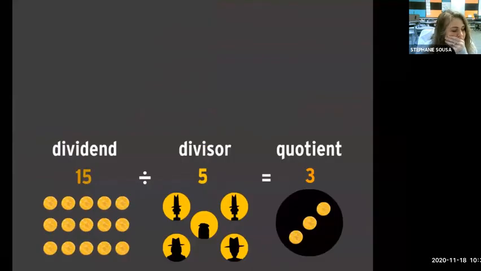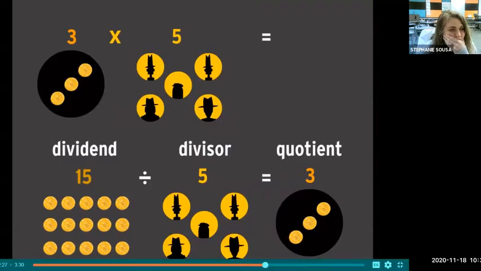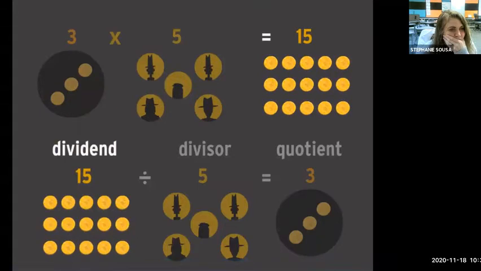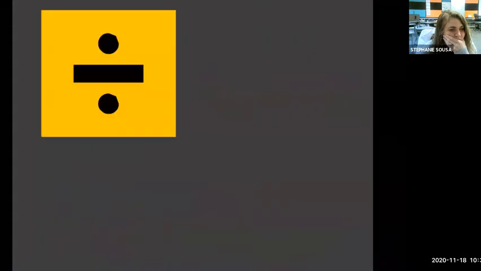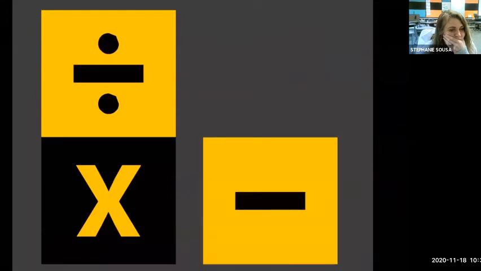And you can check your answer by multiplying the quotient by the divisor. If your answer is the dividend, you've done it right. Let's see, 3 times 5 equals 15. Yep, we've got it. That's because division is sort of like the opposite of multiplication, in the same way that subtraction is the opposite of addition.